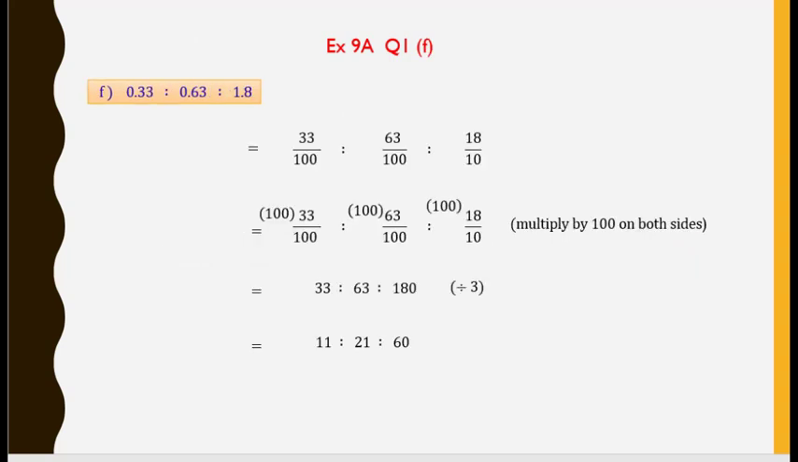Now we will solve part F. We will discuss part F of question 1. It is in decimal, so the first thing is to remove the decimal. Since it is 0.33, I have removed the decimal and placed the 1, and since there are two digits, I have placed two zeros like this. So it is 33 over 100, and this is what we have written over here.